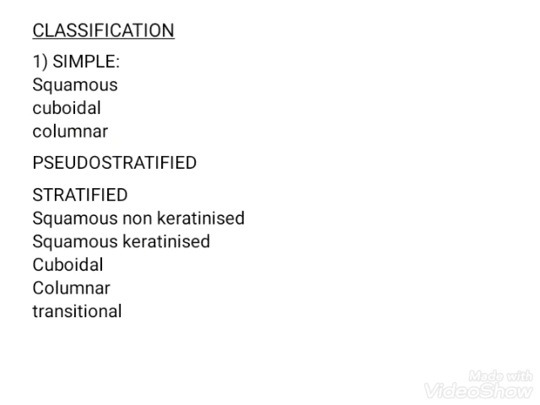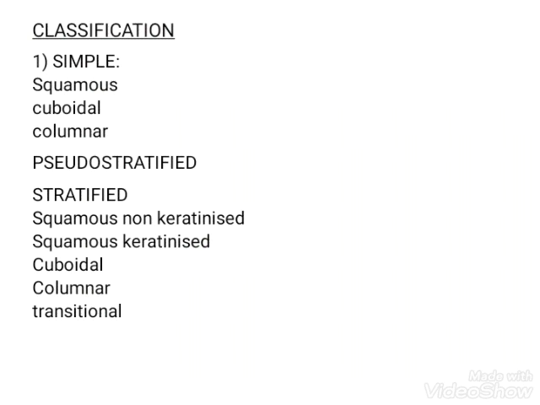Now let's talk about the classification of epithelium. As you know, epithelial cells have different sizes and shapes according to their location and the needs of their functions. Epithelial cells have three basic shapes: squamous, cuboidal and columnar. Epithelia are classified according to the layers of epithelial cells and according to the shape of cells.